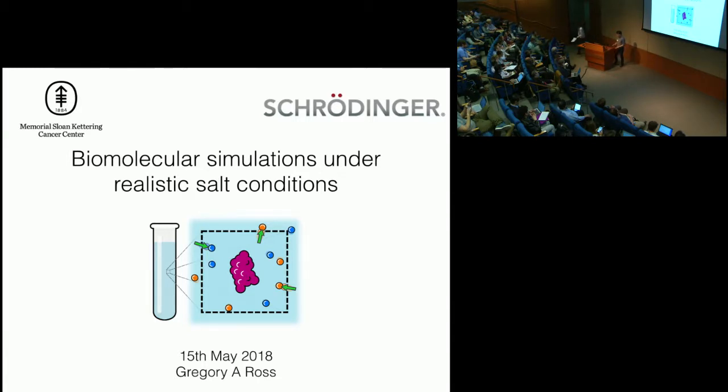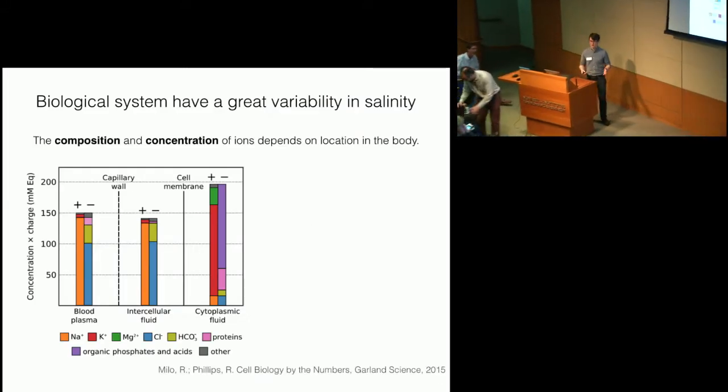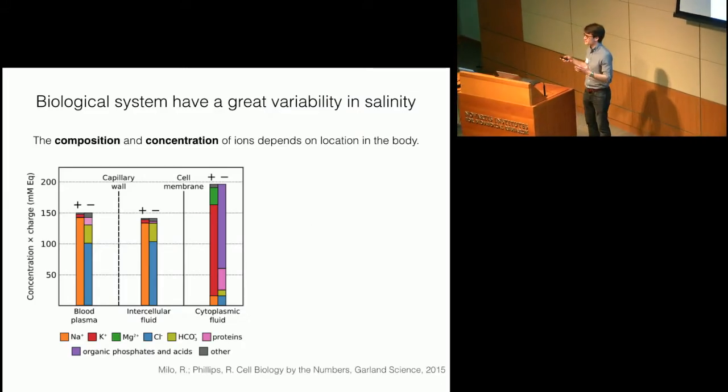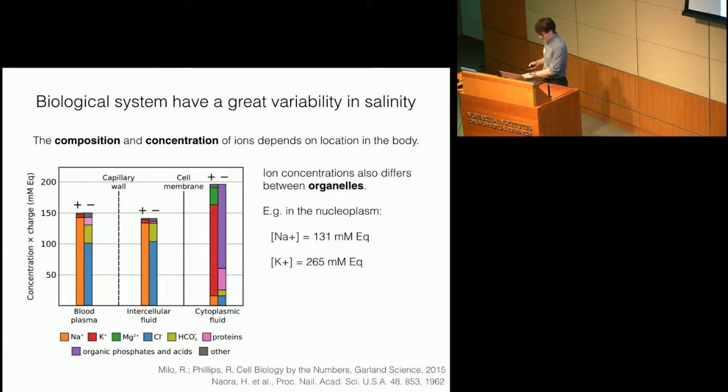Thanks very much, Jay. So, as he mentioned, this work was carried out with John Chodera at Memorial Sloan Kettering. I'm now at Schrodinger. So, I'm talking about salt. And when we look at salt in the body, we find that there's very different concentrations depending on where you look. So in the intercellular fluid, the salt concentration is dominated by sodium chloride. But when we look inside the cell, the potassium ions dominate and acids and proteins dominate the negative charges. And even inside organelles as well, there's a great variety of salt concentration. So in the nuclear plasm, there's way more electrolytes, so lots more sodium and lots more potassium, for instance.